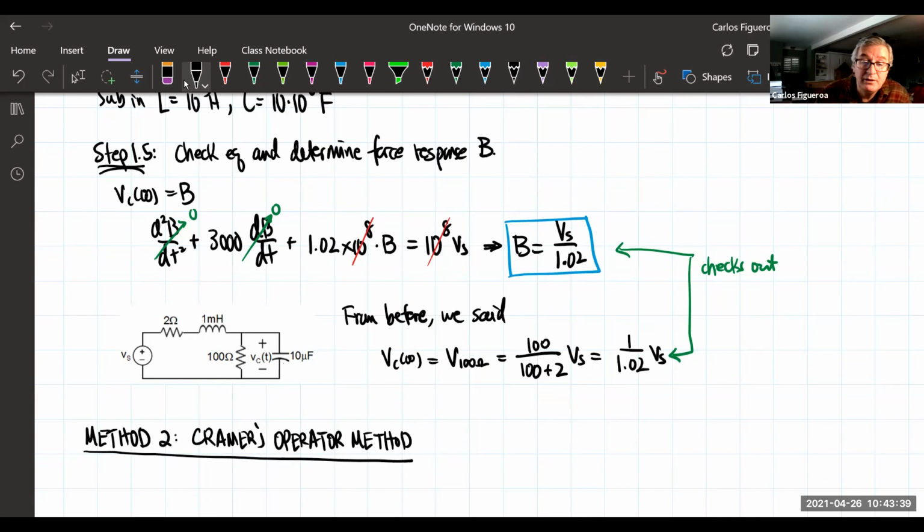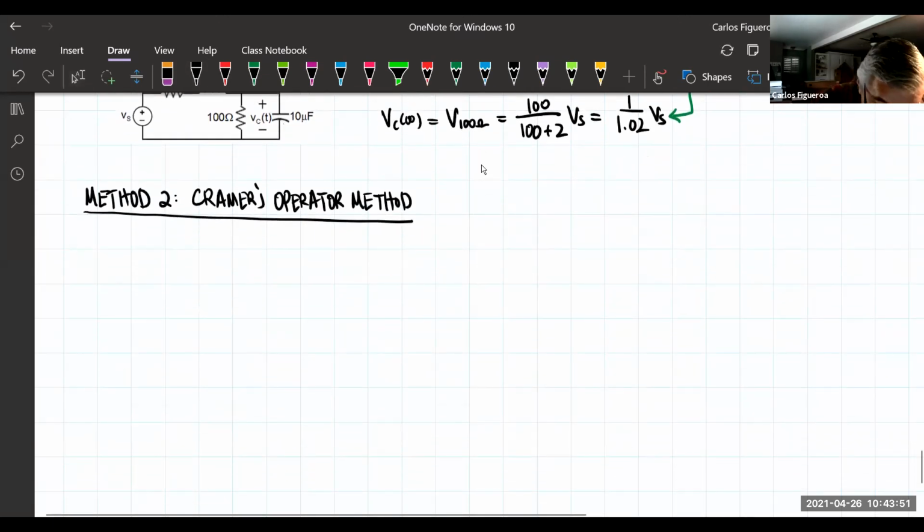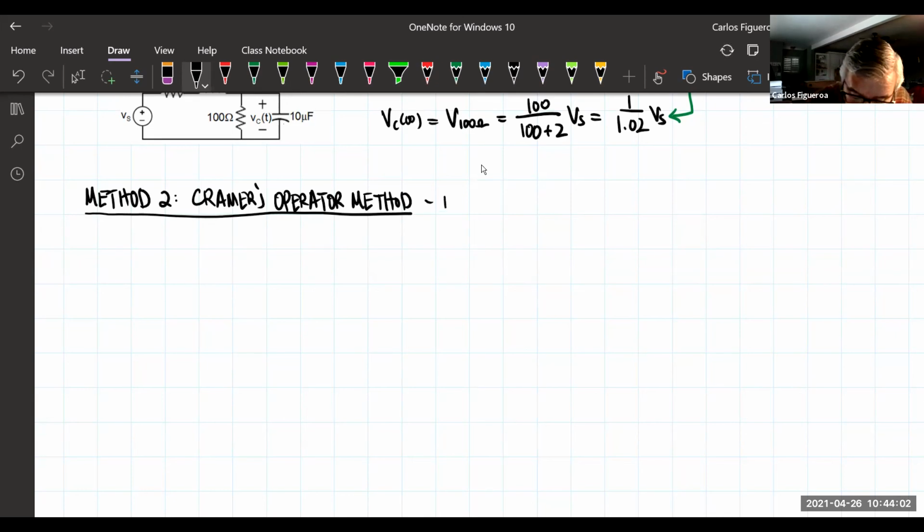This should be your choice. Okay, this is super important to master this technique. You got to master this technique. Super, super important. So here we go. This should be your choice of method. So what we're going to do here is define operators.